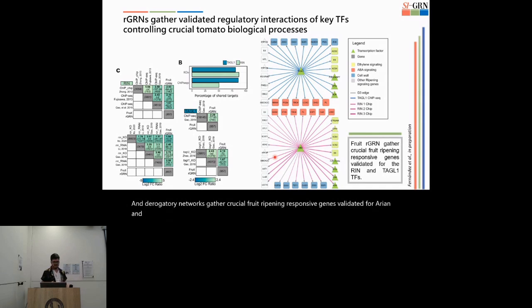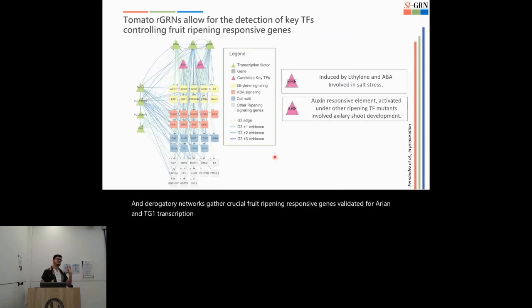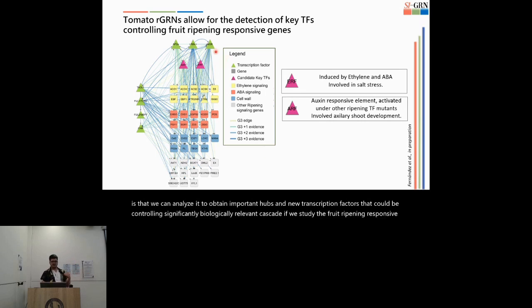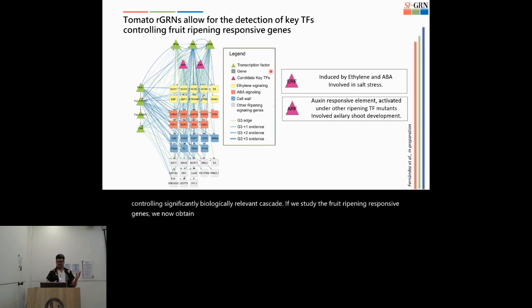Now, another interesting result that we can obtain from networks is that we can analyze them to obtain important hubs and new transcription factors that could be controlling a significant biologically relevant cascade. If we study the fruit ripening responsive genes, we now obtain two new transcription factors, an ERF and an ARF transcription factor, that were previously connected to other functional responses in tomato.